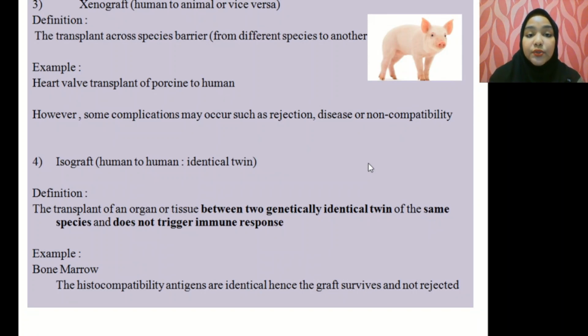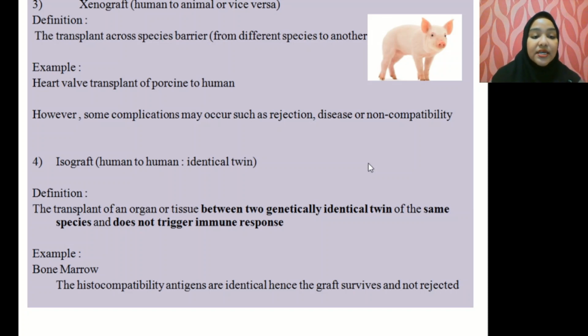Alright, so now is the xenograft. Xenograft is a human to animal transplant, because it happens across the species barrier. One of the successful xenograft transplants is the heart valve transplant of porcine. Porcine is a type of pig. However, since the human and animal immune responses and organs are not the same, it has a high risk of causing complications such as rejection disease or blood non-compatibility.